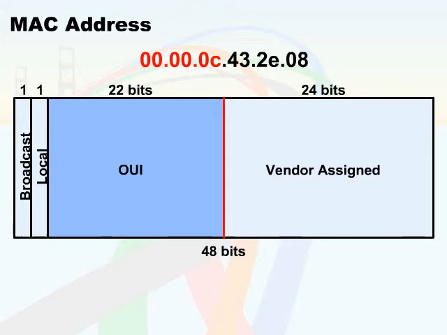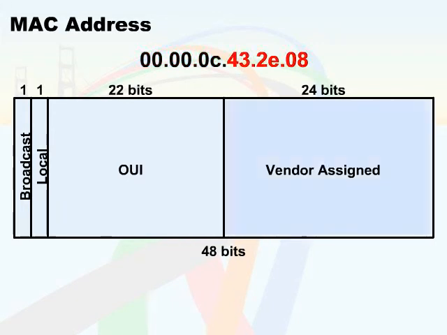The 00.00.0c is actually assigned by the IEEE to Cisco. If this is a 0D, it would be a Dell. So we have a variety of different systems that are based upon these addresses being assigned.